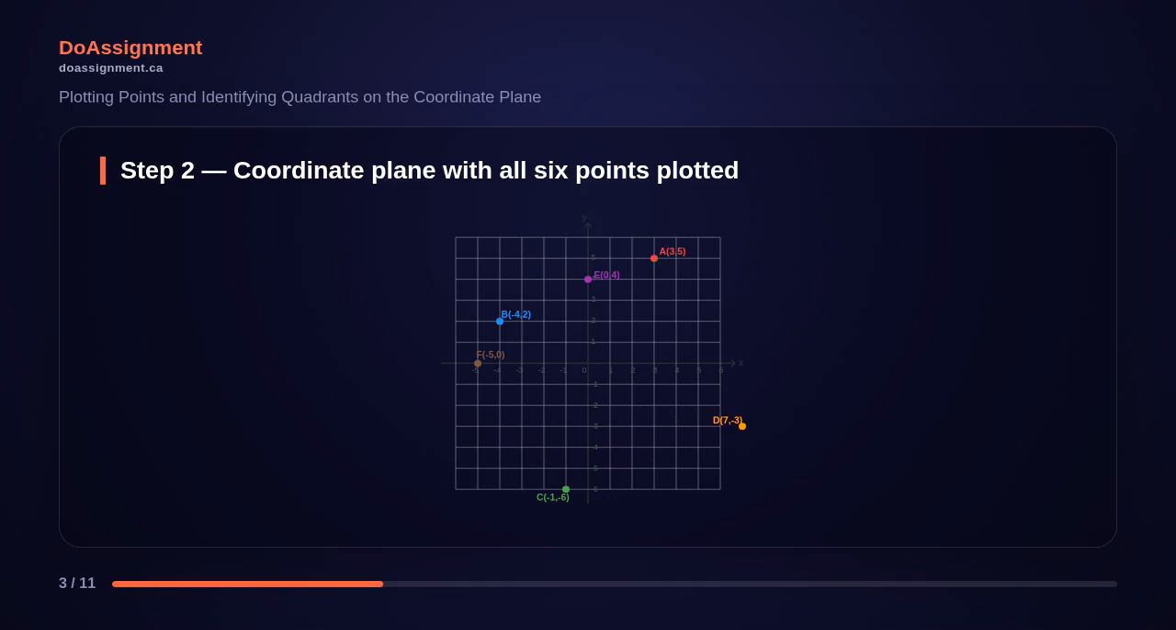Here is the coordinate plane with all 6 points plotted. Point A is in the upper right area, point B is in the upper left, point C is in the lower left, point D is in the lower right, point E sits on the y-axis above the origin, and point F sits on the x-axis to the left of the origin.